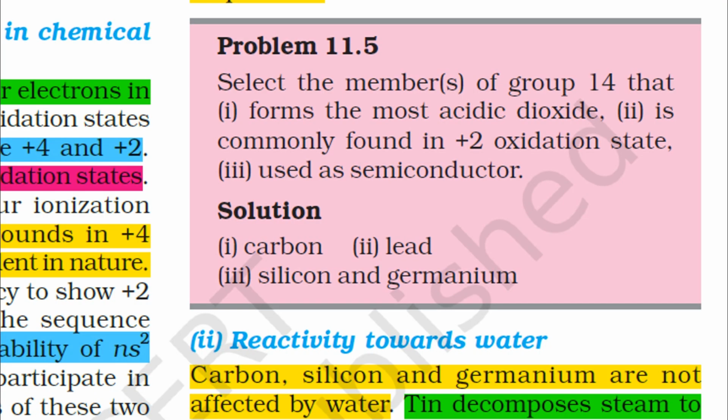Next, problem 11.5. Select the members of group 14 that form the most acidic dioxide, and that are commonly found in +2 oxidation state. And the third question is which are used as semiconductors. So the answer to the first question is: the most acidic dioxide is formed by carbon, lead is commonly found in +2 oxidation state, and silicon and germanium are used as semiconductors.